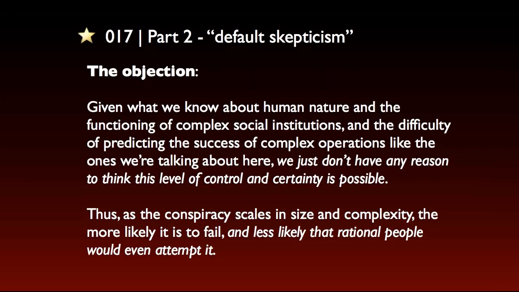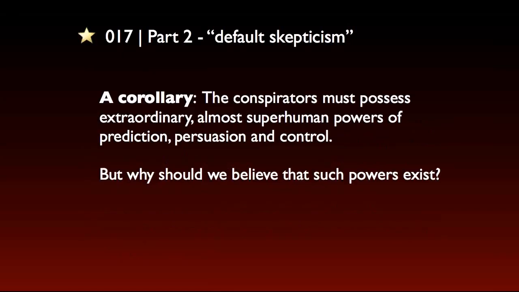So the objection is that, given what we know about human nature and the functioning of complex social institutions, and the difficulty of predicting the success of complex operations like the ones we're talking about here, we just don't have any reason to think this level of control and certainty is possible. As the conspiracy scales in size and complexity, the more likely it is to fail, and less likely that rational people would even attempt it. A corollary of this objection is that conspiracy theorists seem to be committed to the belief that the conspirators possess extraordinary, almost superhuman powers of prediction, persuasion, and control. But why should we believe that such powers exist?